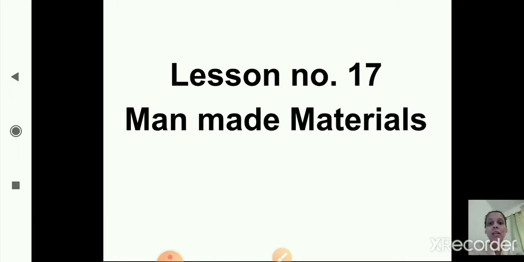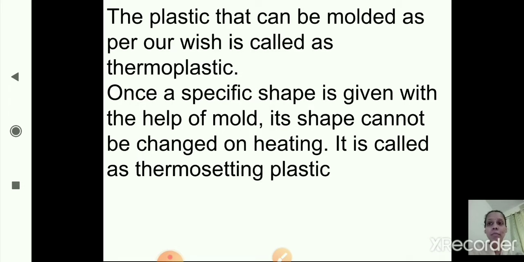Once again we will see the definition. Thermoplastic means the plastic that can be molded as per our wish. This is the first type, and the second type is thermosetting plastic. Once a specific shape is given with the help of a mold, its shape cannot be changed on heating. It is called thermosetting plastic. So depending on the effect of heat, there are two types of plastic: thermoplastic and thermosetting plastic. Now today we'll start with the types and uses of plastic.